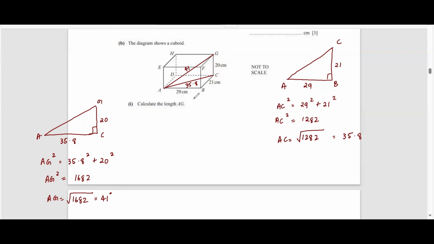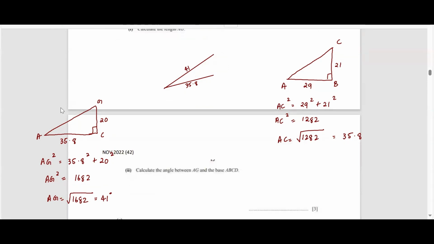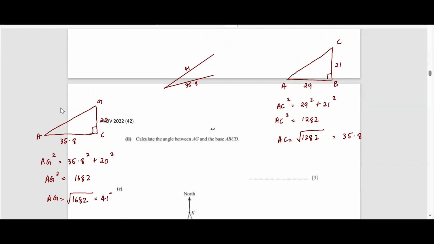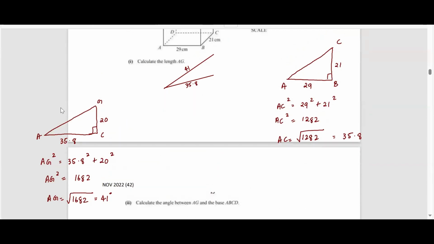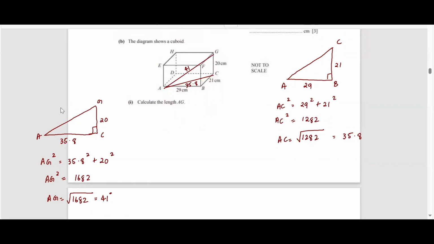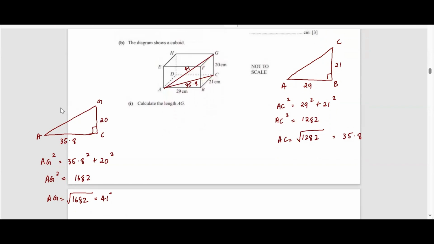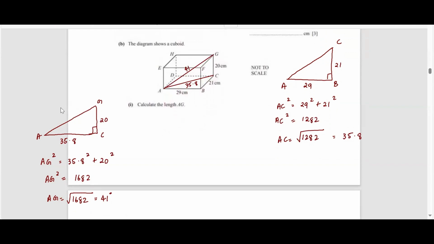Now let's see the next part here, the second subdivision. The second subdivision is to calculate the angle between AG and the base ABCD. What they are asking us is to find out this angle here. To find this angle, I know the opposite side is 20 centimeter and the hypotenuse is 41 centimeter.